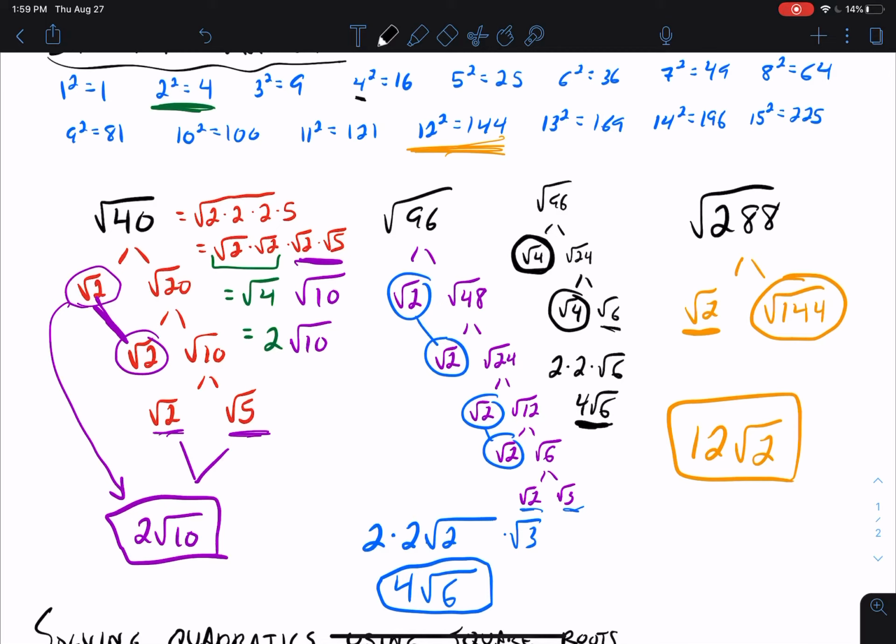All right, in the next video, we will talk about how we solve quadratics using square roots. But for now, just practice simplifying radicals.